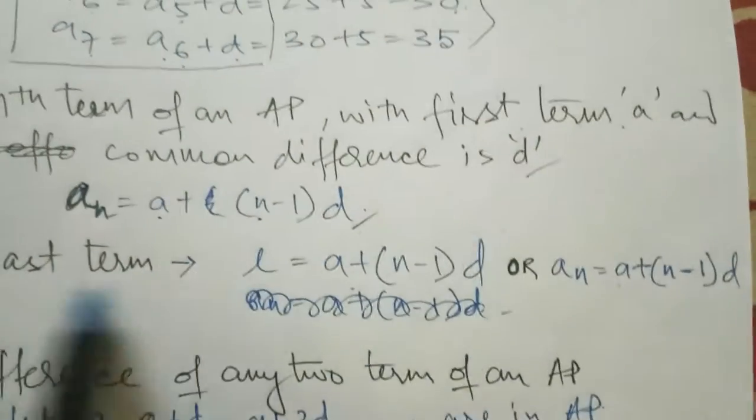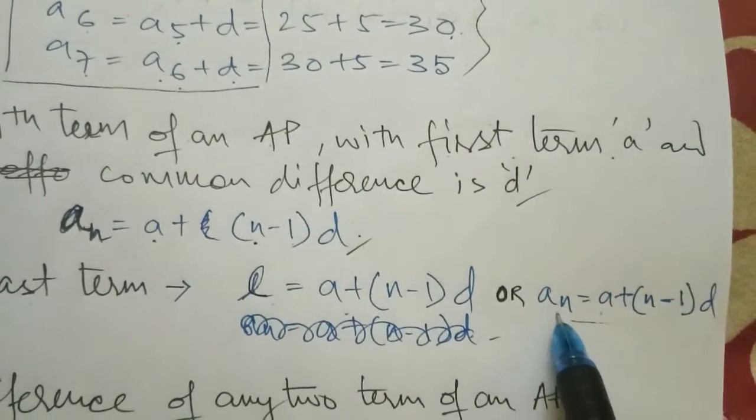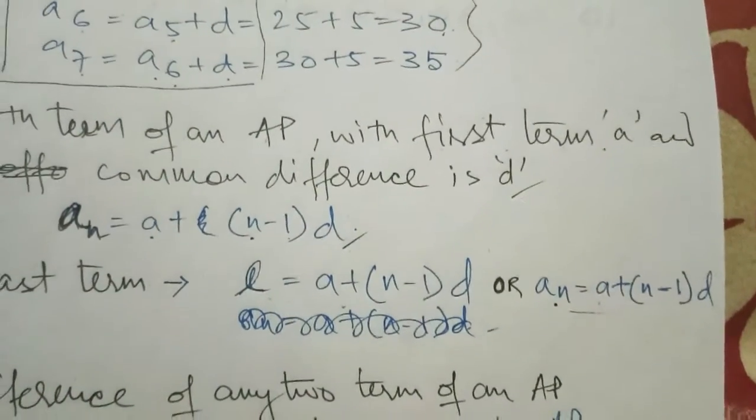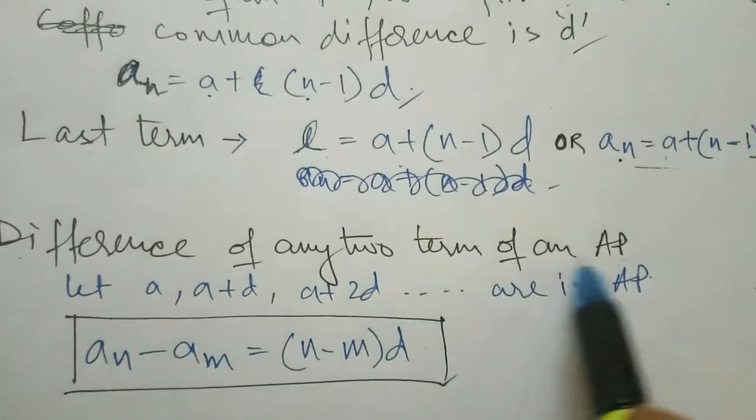Now here the same formula is written, but here L is the last term. It is called the last term, meaning the last term that is given. Okay, next what is coming: see, the difference of any two terms of an AP.